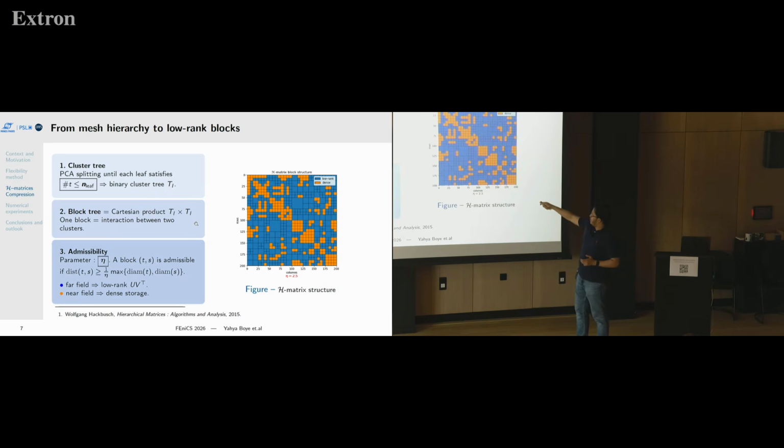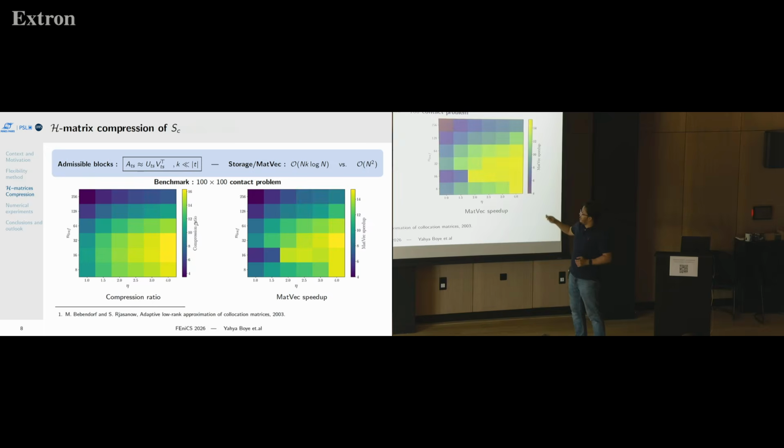And you get a matrix that you store dense on the diagonal, and far-field interactions are stored in a low rank form. And this decreases the complexity for both storage and the MATVEC product from a quadratic to quasi-linear approximation. The heat map shows, for different values of the admissibility parameter eta and n-leaf, we can reach 16 times compression, 14 times speed up for MATVEC.